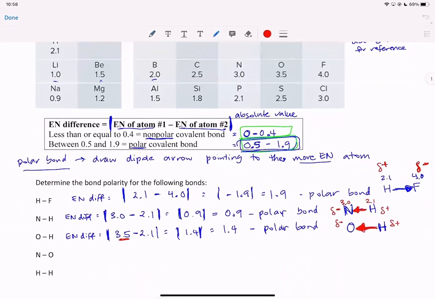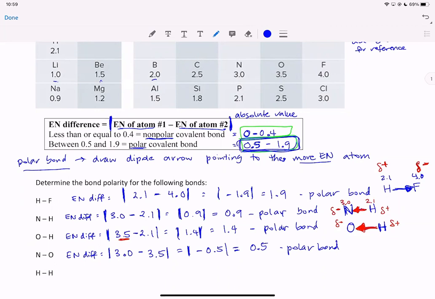Okay, let's take a look at nitrogen and oxygen. The electronegativity difference: the nitrogen value is 3.0 and the oxygen value is 3.5. So 3.0 minus 3.5 will give you negative 0.5, which will be just 0.5 as the absolute value. And so that again is in the polar bond range. Many of these fall in the polar bond range because it's a wide range, 0.5 to 1.9, compared to the much smaller 0 to 0.4.